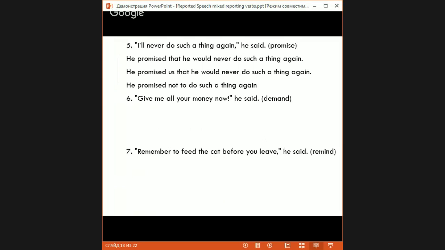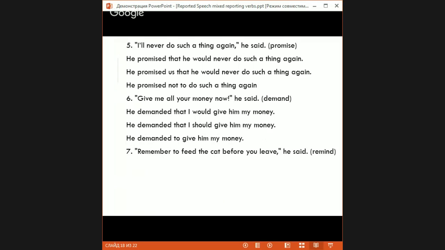Give me all your money now, he said. Quite dangerous. He demanded that I would give him my money, or he demanded that I should give him my money, or he demanded to give him my money.